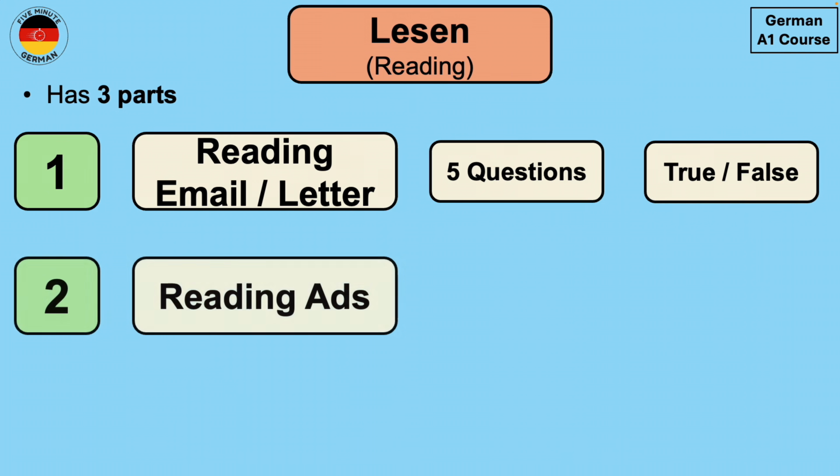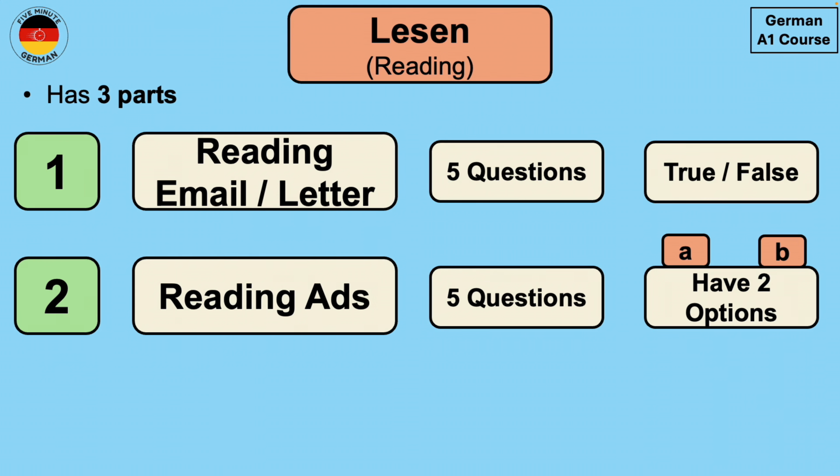In part 2, you have to read some different advertisements, and this part also contains 5 questions, and you have to select the correct option. So you will only have 2 options, A or B, and you have to select the correct one. So let's take a look at this part as well.